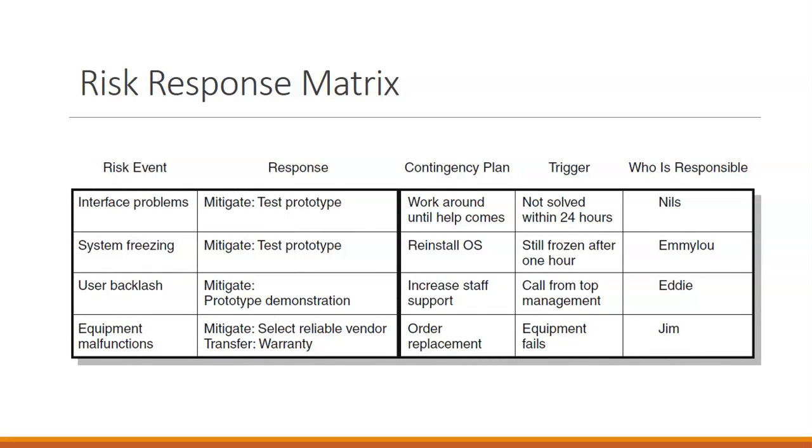So here we have this example. We have the risk event, our interface problems. We're going to mitigate the two that we said were red zone problems, interface problems and our system freezing. We're going to try to mitigate them through our prototype testing. We have a contingency plan. We have a trigger for that contingency plan. So for example, if the system freezes and after an hour it has not unfrozen, we're going to reinstall the operating system. Who is responsible for that happening? Emmylou.